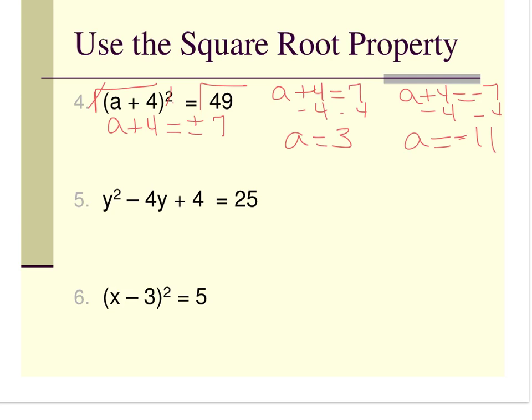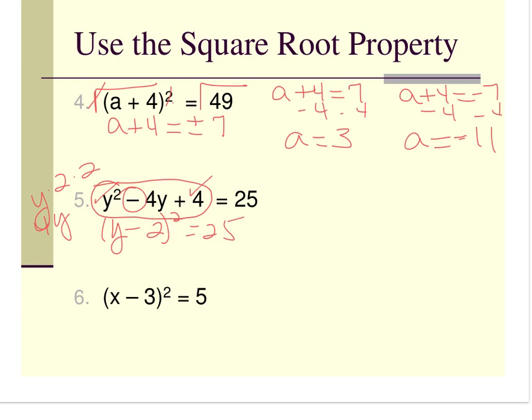Alright, second one, it's the same thing with the square root property. You just don't know it yet. This is a perfect square trinomial. This one is squared, this one is squared, and if I take the square root of the first, multiply it by the square root of the last, and then I multiply it by 2, I get 4y. So that means I can factor it by square root of the first, square root of the last, to the quantity squared, and a minus sign in the middle, equals 25.